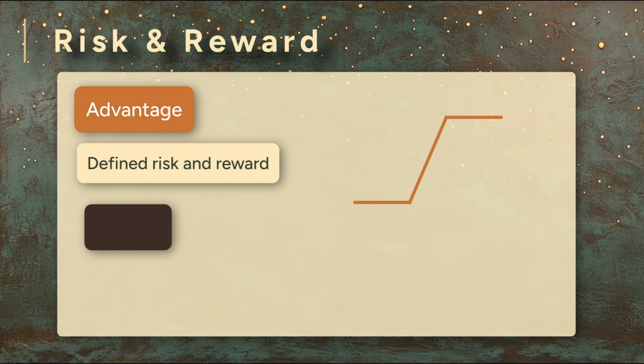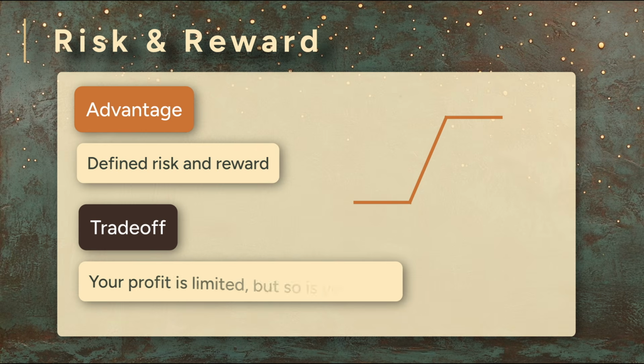There's a trade-off that comes from buying two options that offset one another to a large degree. Your profit is limited, but so is your risk. This is a feature, not a flaw.